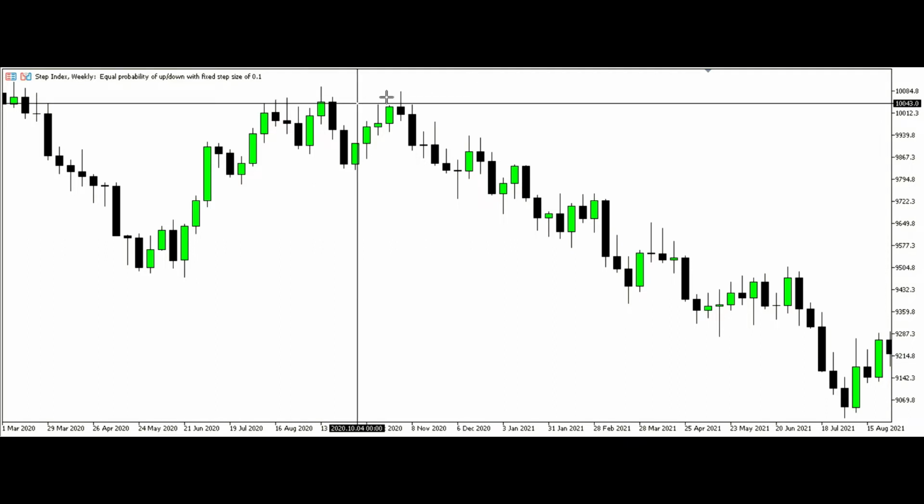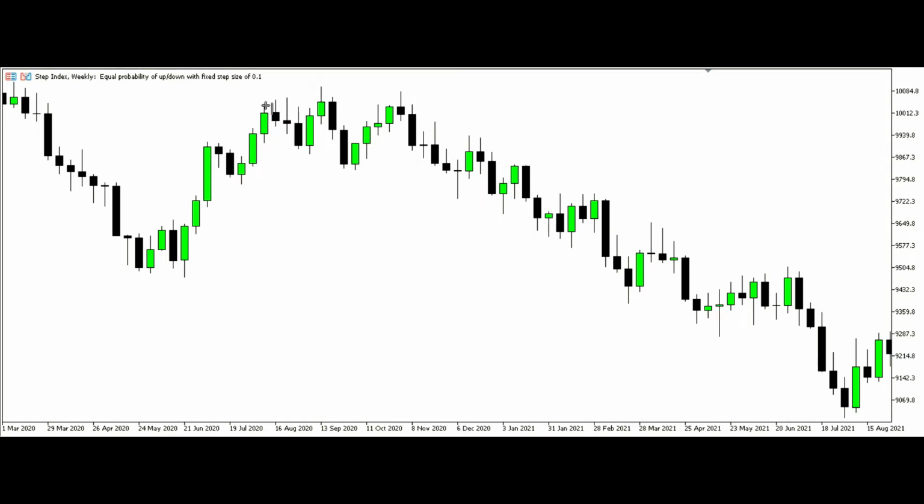I want to begin my analysis from this period, which is August 21st, 2020, where we had a market shift from a downside to an upward movement. We had a swing from this point to this point. So when the market swung from this point to this point, what was happening? Actually, we noticed that price was trading from a lower point, and then it was swinging higher.